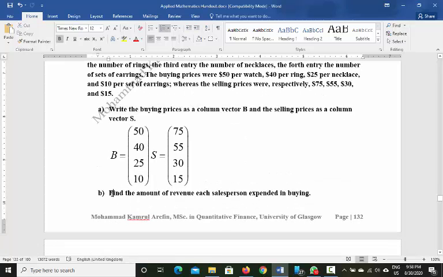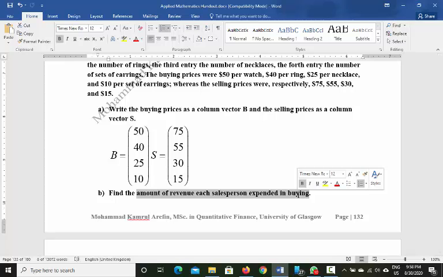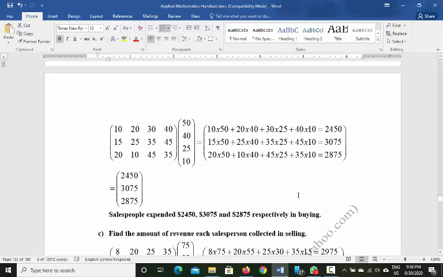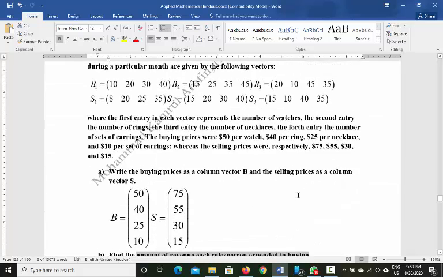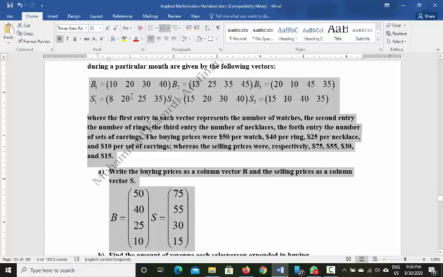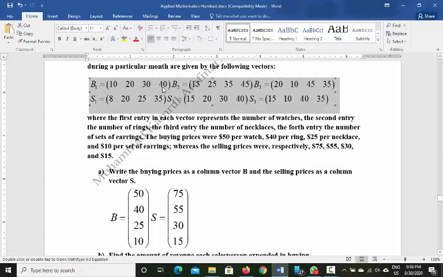So the second question is asking, find the amount of revenue each salesperson expended in buying. That means we need to find out how much each of the salespersons spent for buying those items, right? So this is the buying matrix.